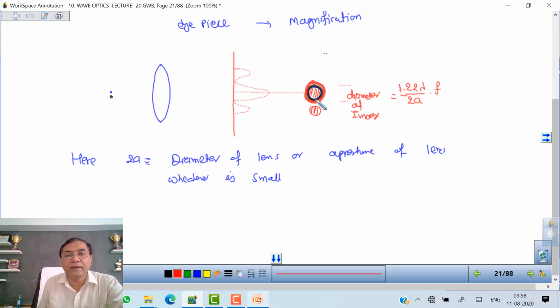Otherwise what will happen? It will overlap. So you cannot see two separate. Even if we have two stars, the image is only one.